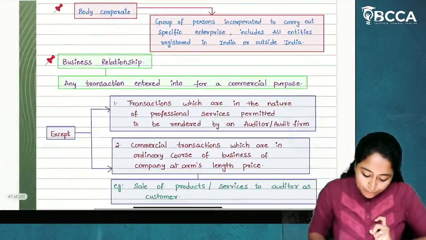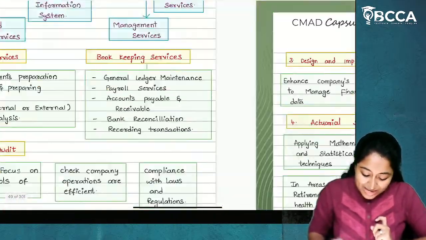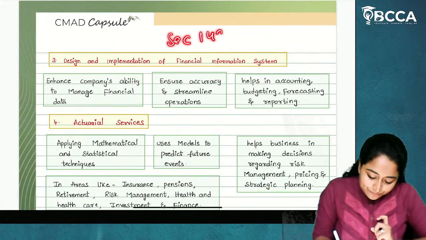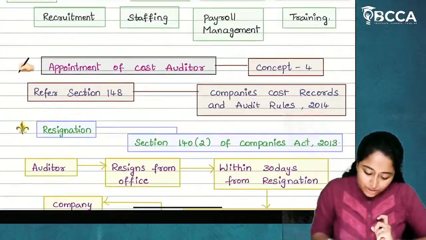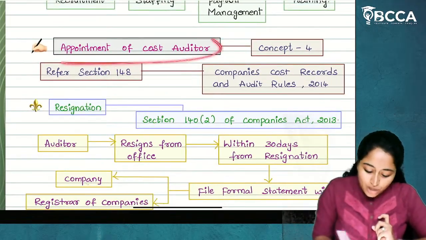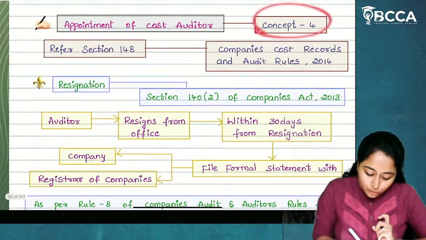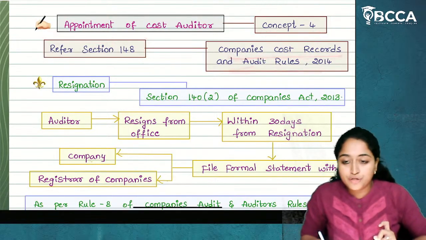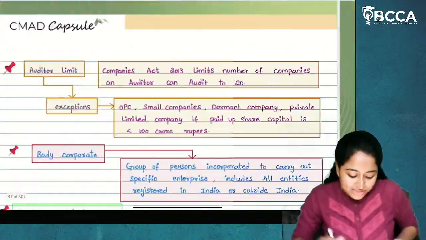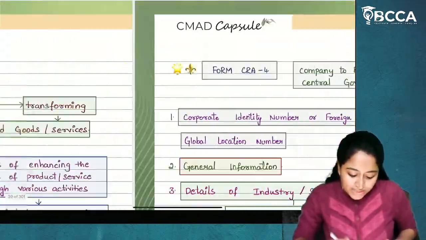So, regarding the appointment, whatever we have seen as section 148, in that section 148, whatever points we have, we are going to discuss here. Now, appointment of cost auditor, concept number 4. Refer to section 148 of the Companies Act and the Cost Records and Audit Rules 2014. Now, what is given under section 148? We are going to see that.